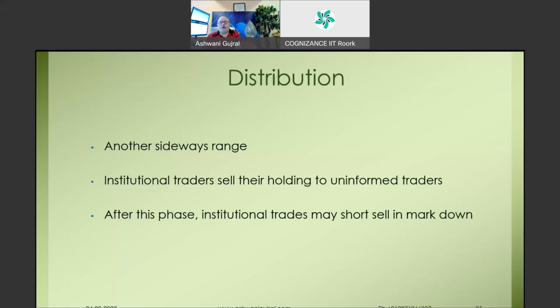Distribution is when a stock has become very expensive and institutions are beginning to sell their holdings, and uninformed traders continue to buy thinking that prices will go up further. After this phase, institutional traders may short sell also in the markdown phase. So this is the euphoric phase, where the larger players are getting rid of their holdings.